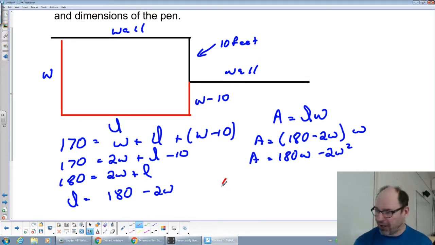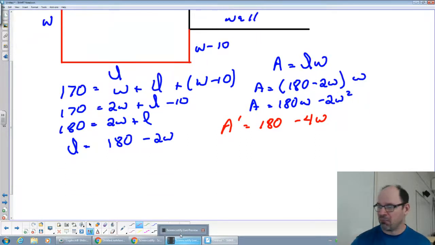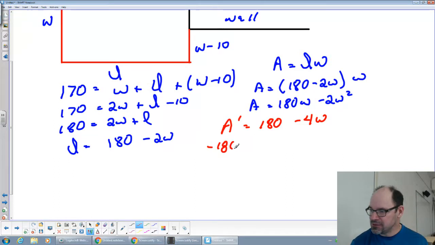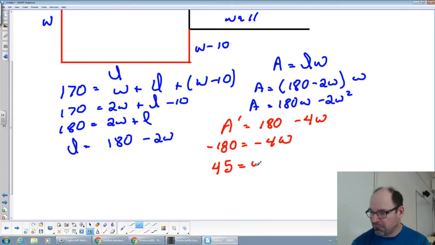dW/dA, or A prime if you like, is going to be 180 subtract 4W. Very similar to what we did last time. Solving for it, we have to bring the 180 over. Divide both sides by -4. -4 into this would be 45 equals W. So this side here is 45.